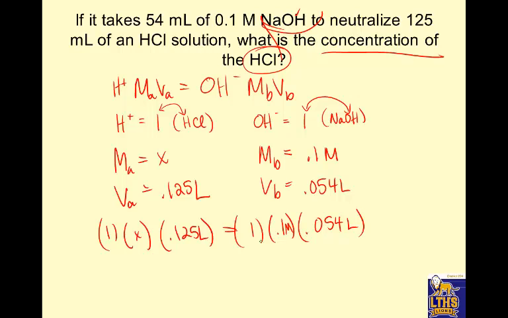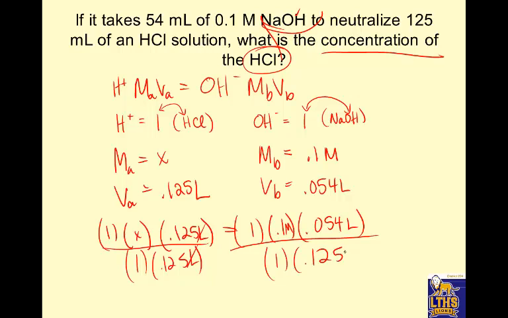liters, 0.1 molar. Okay, to solve for x, I got to divide by 1 and 0.125. That cancels. And that cancels, and we're going to be left with molar. And I find out that x equals 0.054 times 0.1 divided by, and I get 0.0432. And that's going to be molar. That's the only unit left. So H equals the concentration of HCl, which equals, I said X, I mean H, 0.0432 molar. So that's the unknown concentration. So you use titration to get that data.